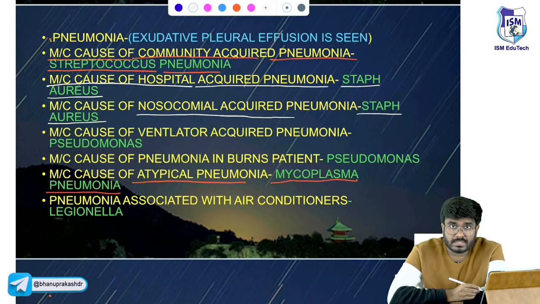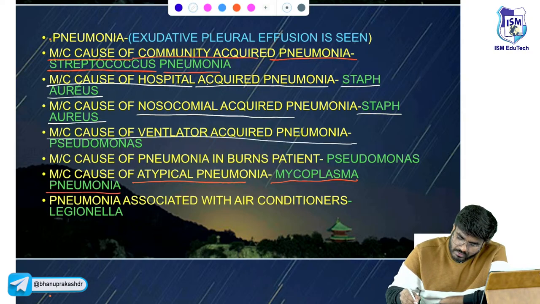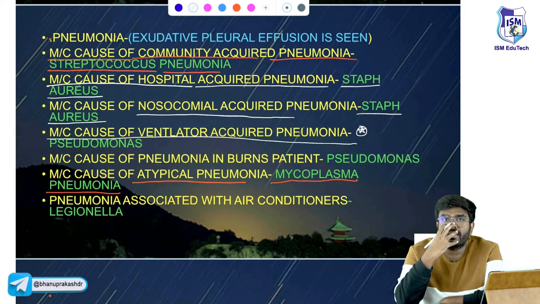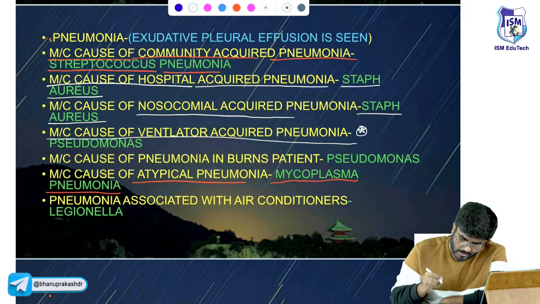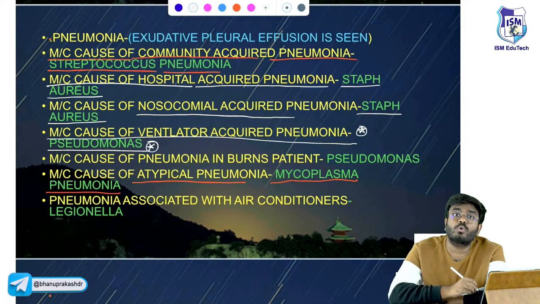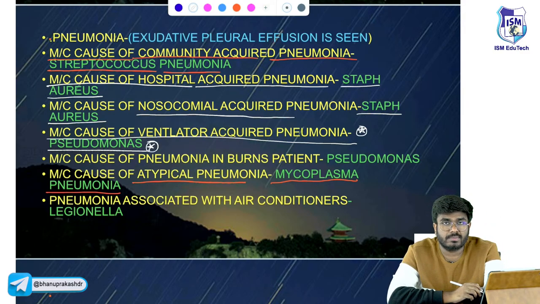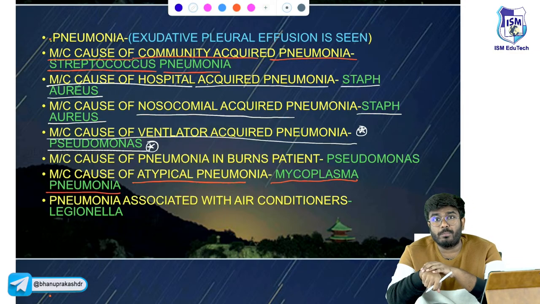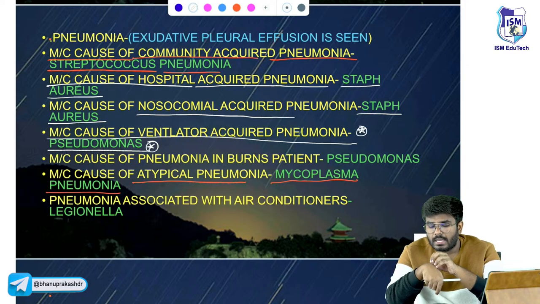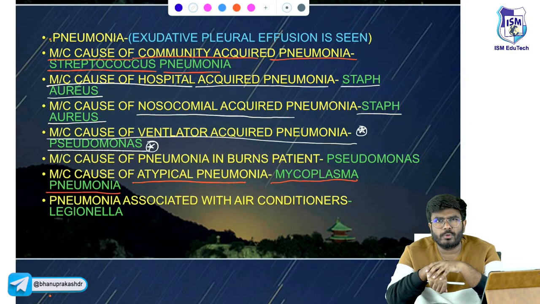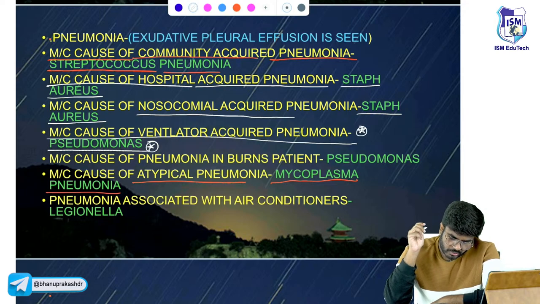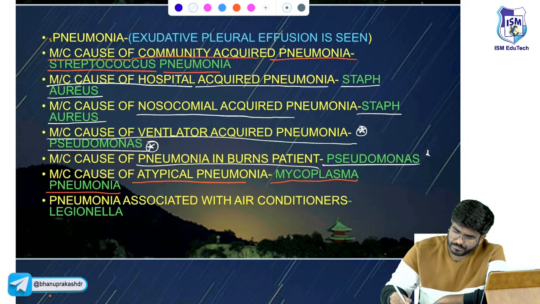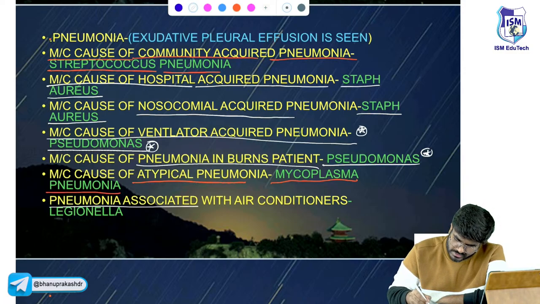The patients who are on ventilators. What is the most common cause of ventilator acquired pneumonia? These patients are going to get pneumonia with Pseudomonas aeruginosa. Pseudomonas, you know, right? It produces different colors in microbiology, it will come. It is going to cause infection in burn wounds. If the patient has burns, these burn wounds will be affected especially by Pseudomonas. Green colored pus will form. So, ventilator acquired pneumonia, Pseudomonas. What is the cause of pneumonia in burns patients? Pseudomonas, same thing.